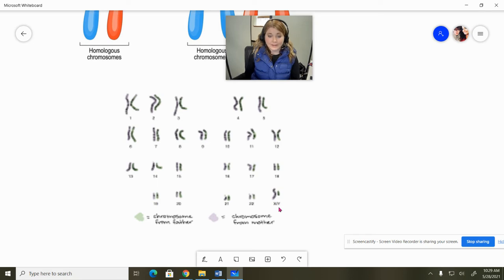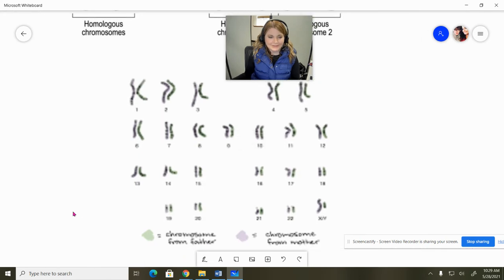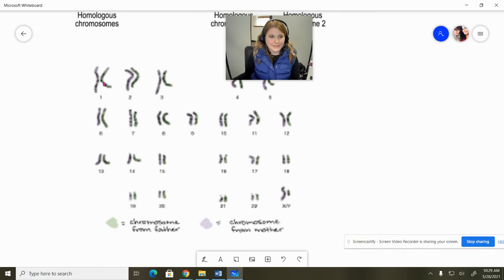If you're XY, this person is a male. If it's XX, that person would be a female. XX would be a female. Okay, I was just reading the word father there by mistake. So as you can see here, this is color coded on this karyotype.